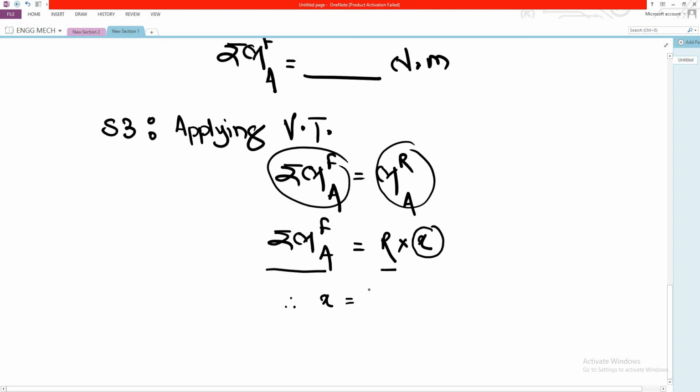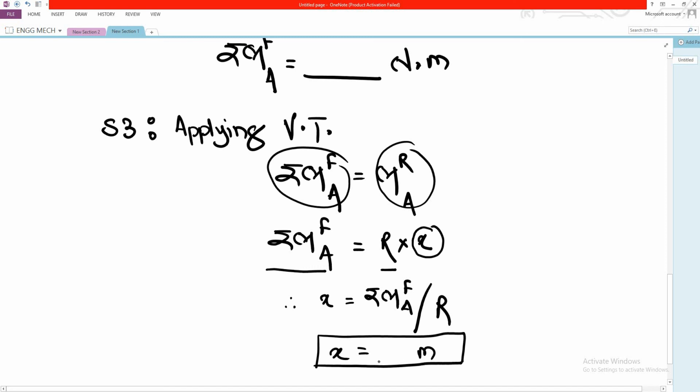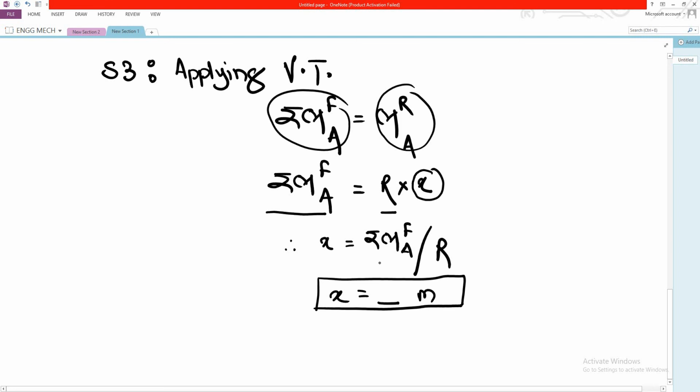Okay. Therefore X is equal to summation of moment of force with respect to point A divided by R. Thereby we get the value of x in meters. Here x is the perpendicular distance. No matter what is the sign of this summation of moment or the sign of R, we have to calculate the distance. The distance is a scalar quantity. Therefore, we don't have to consider any signs for them. That's why we will be having some numerical xyz value of x here.